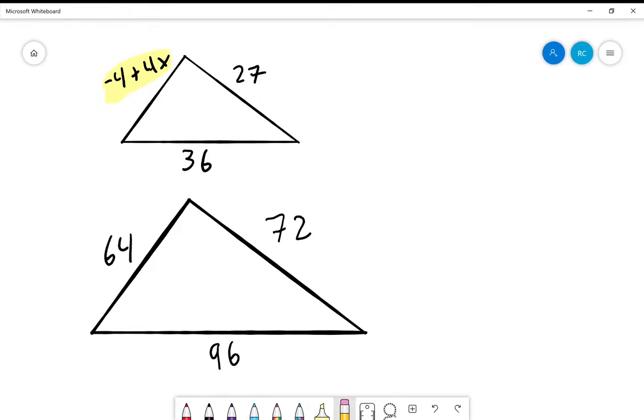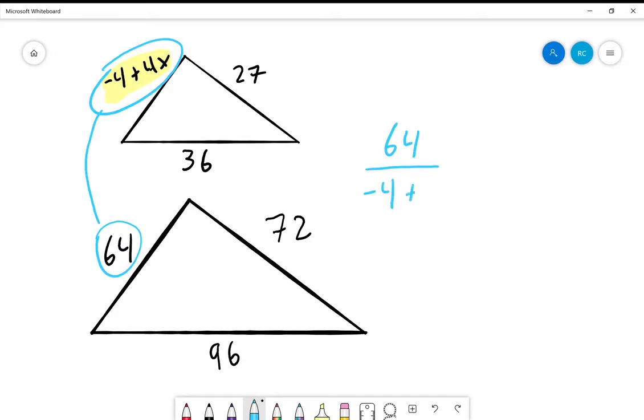So there are lots and lots of ways to do this. Here's how I choose to do it. I'm going to take this side to this side. So I'm going to say 64 divided by -4 plus 4x. That is my multiplier, that is my scale factor, that is my ratio. Then I'm going to take, it doesn't really matter which, this 27 and this 72. I'm choosing those just because I know that they're both divisible by 9, which will make simplifying easy.